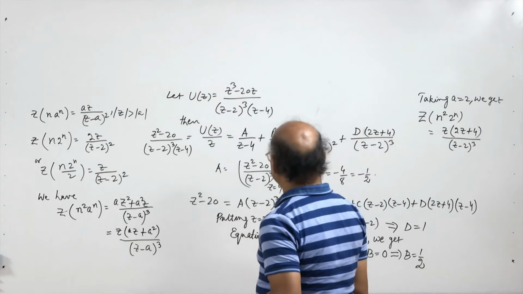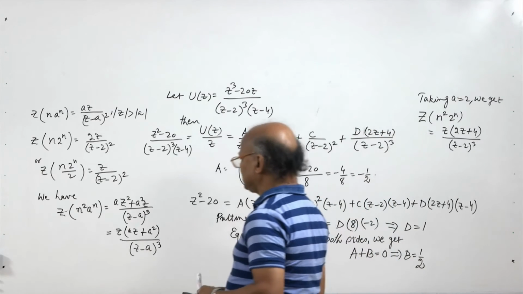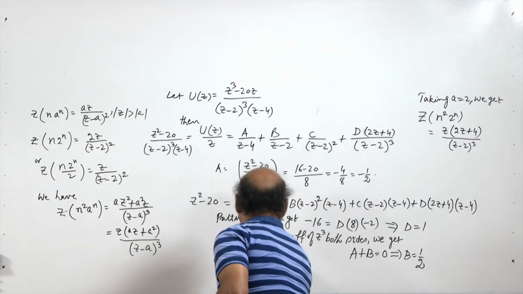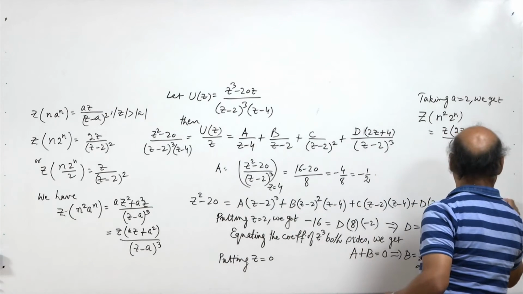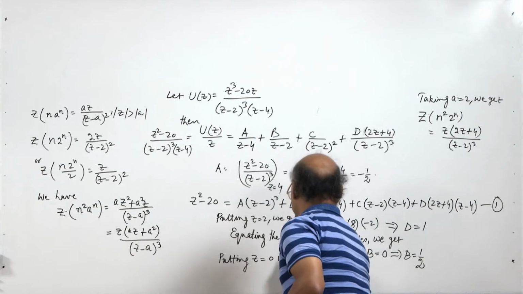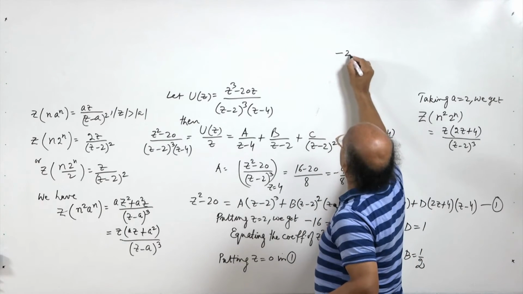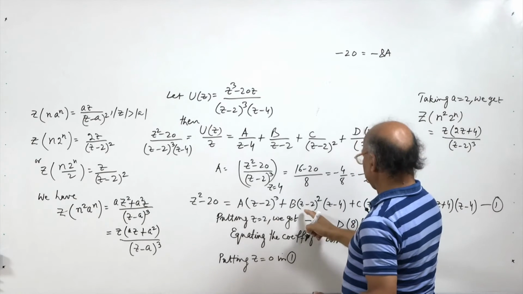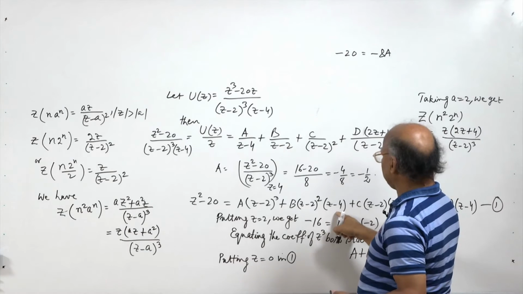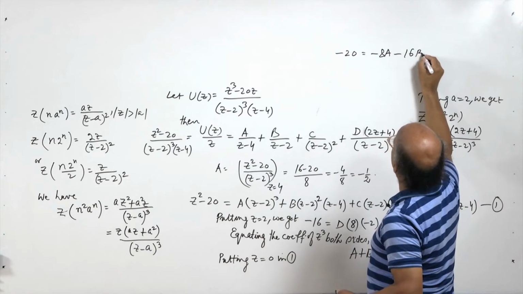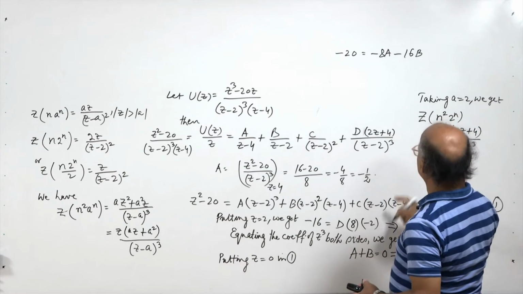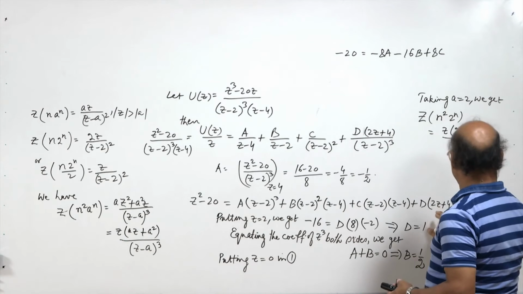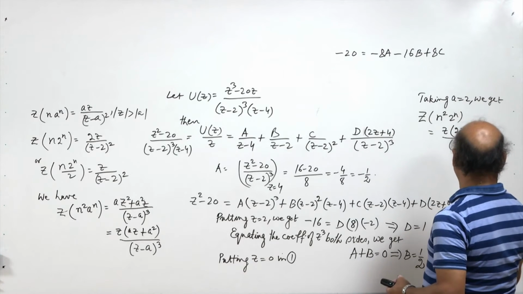Then we can equate the constants on both sides, which means that we can put z equal to 0 in this equation. Let me call this equation number 1. So, putting z equal to 0 in 1, what we get is minus 20 equal to a times (minus 2) whole cube. So, minus 8 into a, and then we get (minus 2) whole square, which is 4, 4 into minus 4, that is minus 16. So, minus 16b, and then we will get c times minus 2 and minus 4. So, that is 8 times c, and here z equal to 0 means d times 4 into minus 4. So, minus 16d.